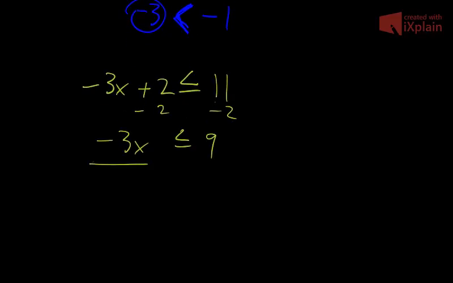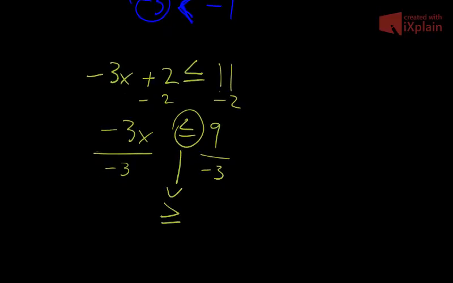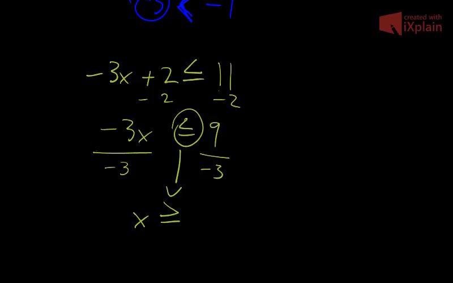Now I want to divide both sides by negative 3. But when I do that, I have to pay special attention to this sign and make sure that it flops around. So now instead of a less than or equal to, I have a greater than or equal to. And I end up with x is greater than or equal to 9 divided by negative 3, which is negative 3. And just like that, I am done. So again, it's not too hard. We're just adding one extra rule: if we multiply or divide by a negative, we have to flip-flop the sign.